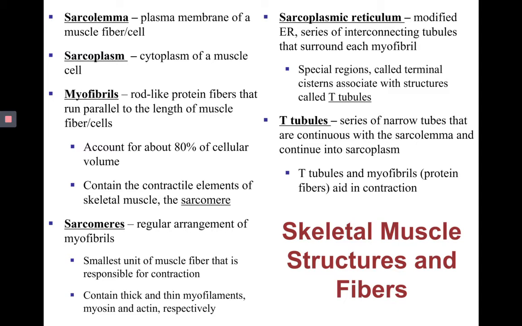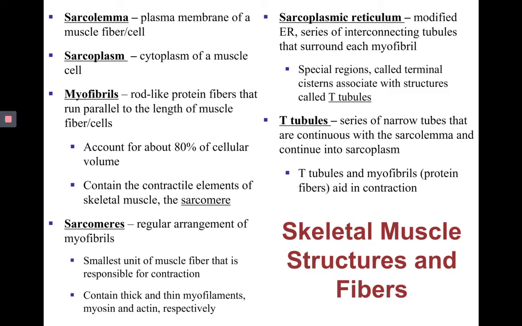Myofibrils, rod-like protein fibers that run parallel to the length of muscle fibers or cells. Myofibrils we're going to look at in more detail. They make up most of skeletal muscle cell volume, about 80%, and they contain the smallest contractile element of skeletal muscle called the sarcomere. Speaking of sarcomeres, they are the regular arrangement of myofibrils that account for the striations in skeletal and cardiac muscle. Again, they are the smallest unit of muscle contraction. They contain thick and thin filaments. That means that it makes sense for sarcomeres, which contain thick and thin filaments, to be found in myofibrils, which are rod-like proteins that also contain thick and thin filaments. So sarcomeres are just smaller units of myofibrils.